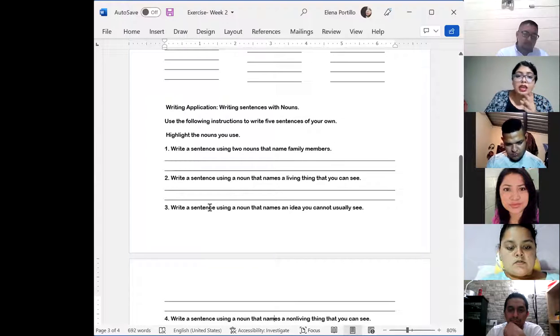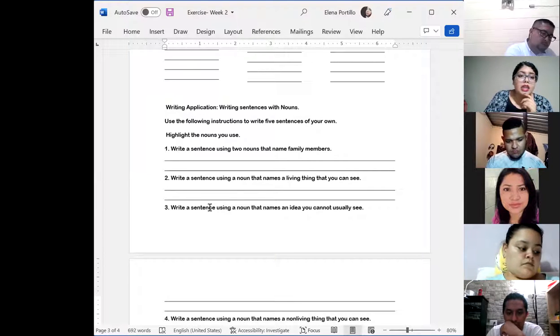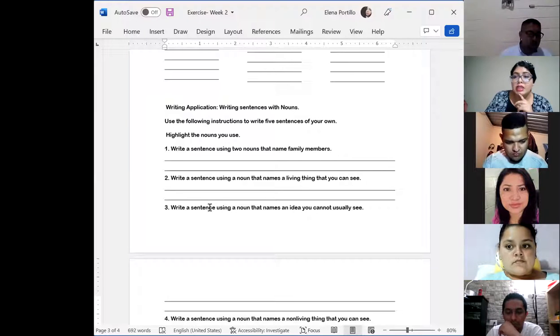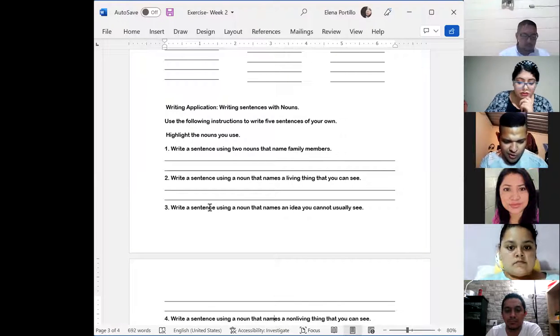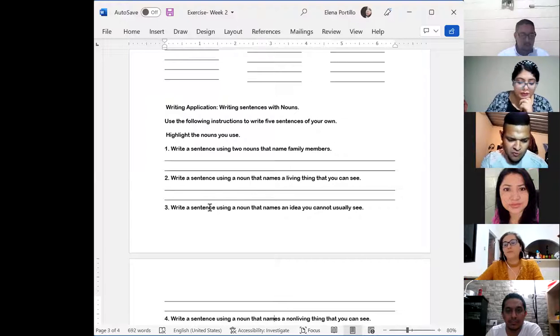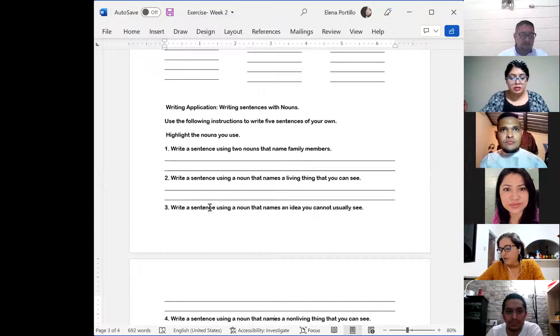And the next exercise, you have to write five sentences on your own. And then number one, write a sentence using two nouns that name family members. Who wants to read the sentence? Hi, teacher. Tell me. My husband and I have two children. They are Camilo and Fidel.